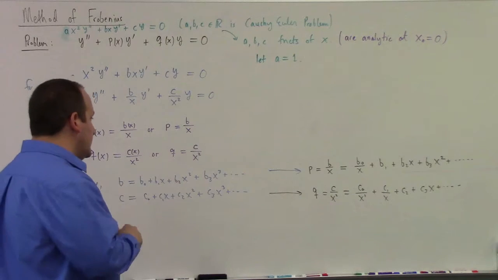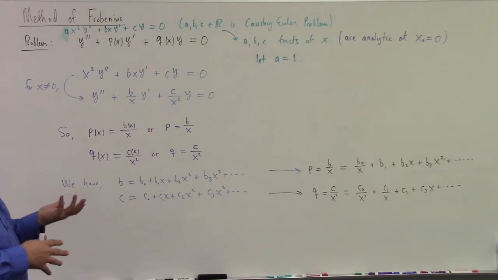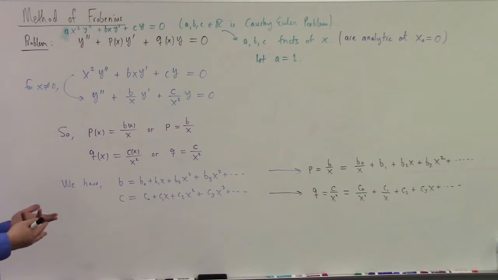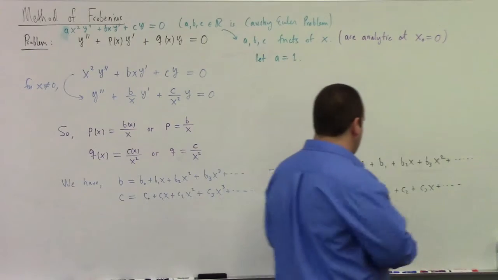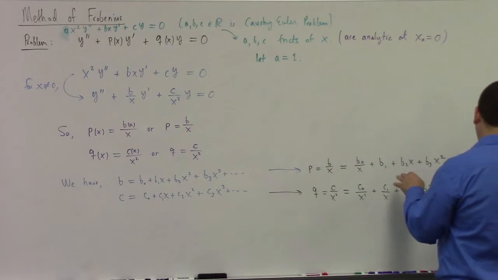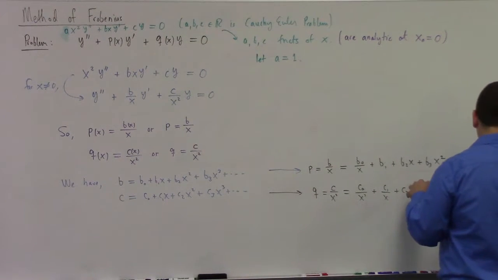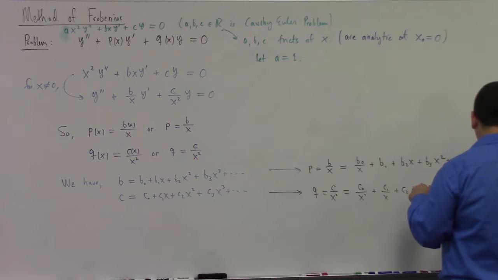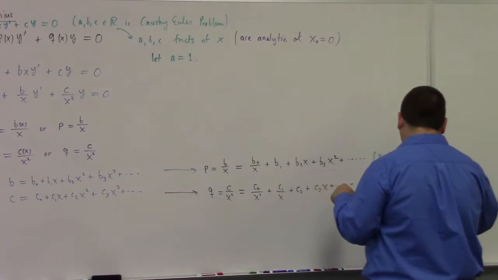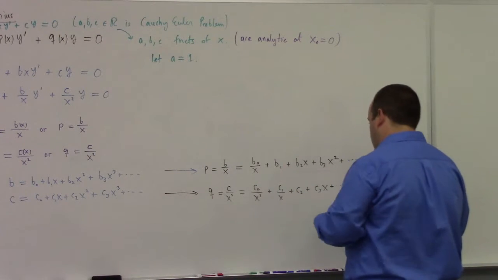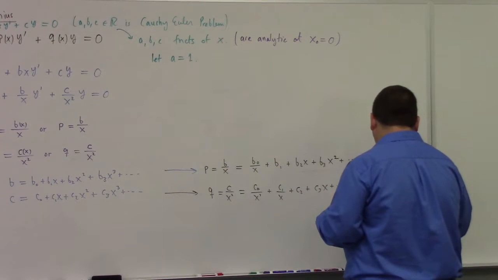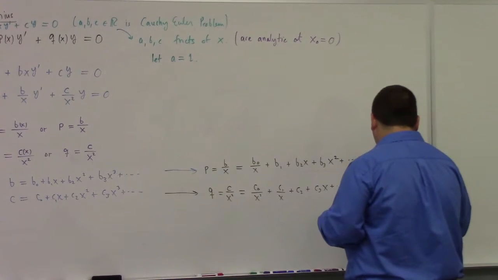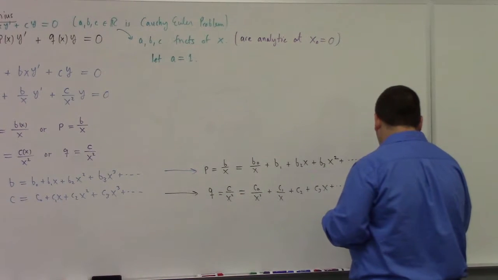So P and Q are not analytic at 0. They have singular points. 0 is a singular point. Some language for this. This means that P has a simple pole at 0. And this shows you that Q has a pole of order 2 at 0.